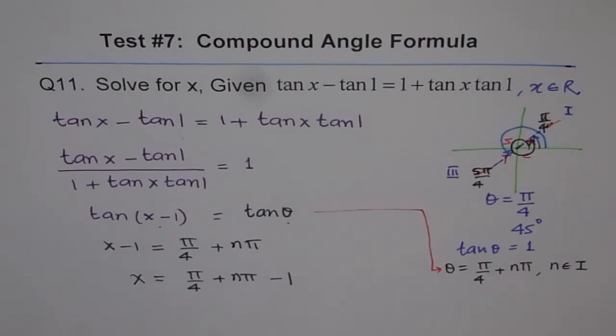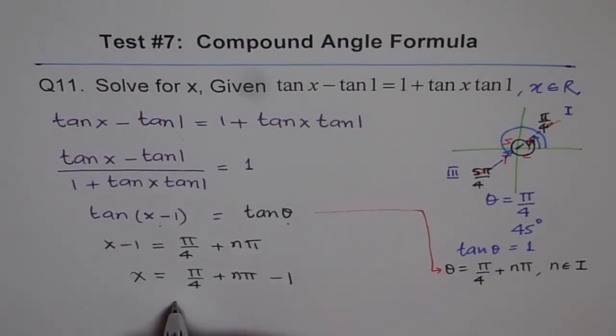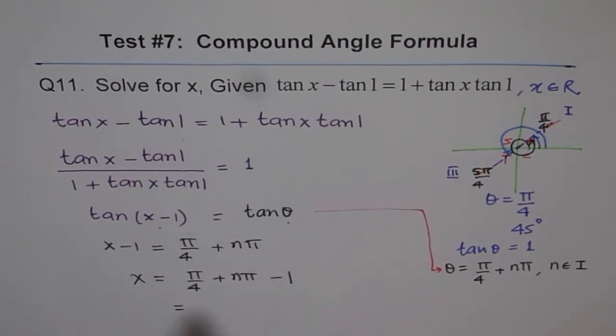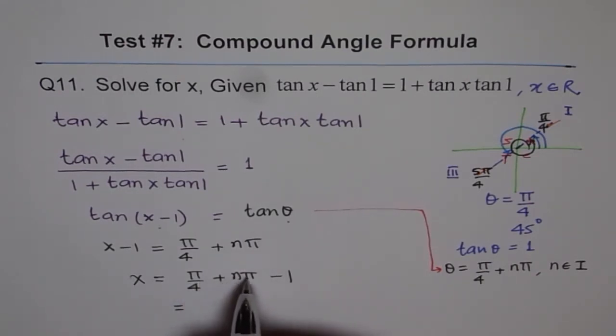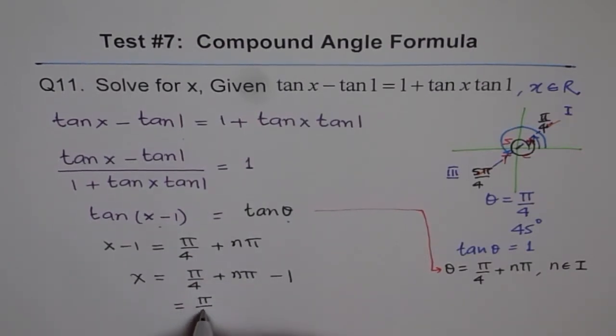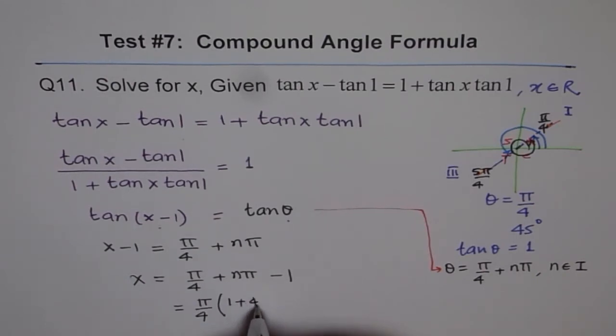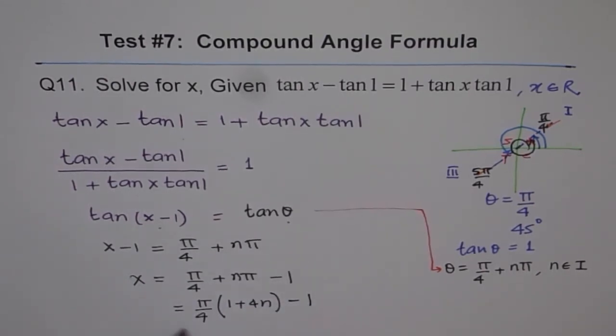If you want to simplify it and then write down your answer, you can do that also. You can take pi by 4 common. In that case, this becomes pi by 4 times, 1 plus 4n, because we have taken pi by 4 common, plus 4 over pi. So this is another way of writing the same solution.